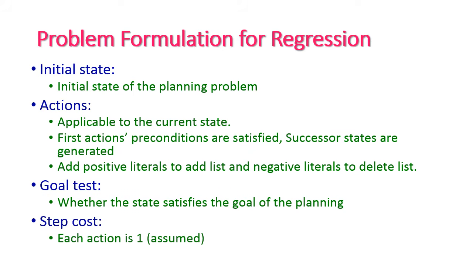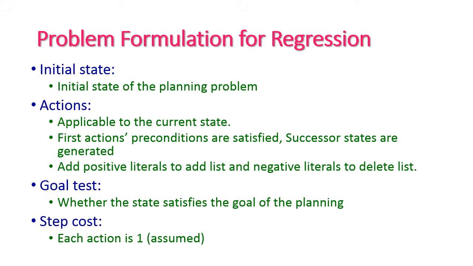First we need to satisfy the precondition and the successive states are generated. Then add all the positive literals to the add list and negative literals to the delete list. Next one is goal test: whether the state satisfies the goal of the planning or not. That is, we need to test whether the current state is the goal state or not. And next one is step cost.